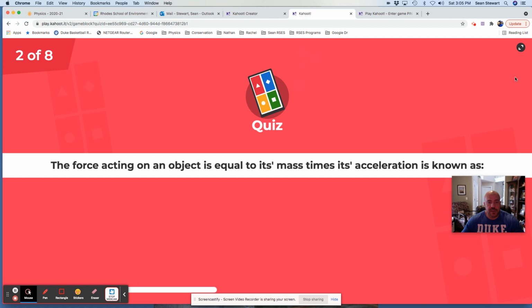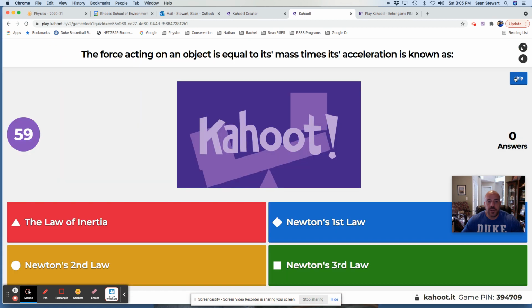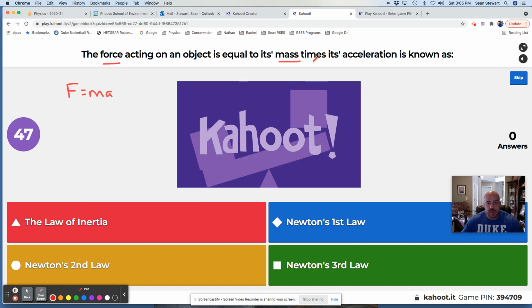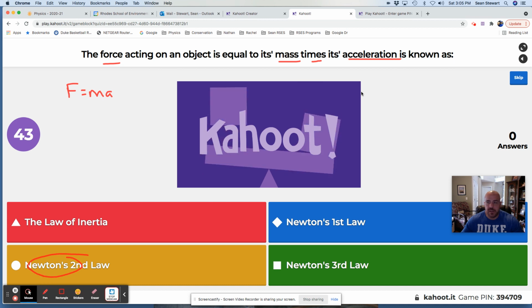The force acting on an object is equal to its mass times its acceleration. What is that? Press pause while you think. Remember, this whole objective was about the second law of motion, which is force equals mass times acceleration. So Newton's second law is correct, yellow.